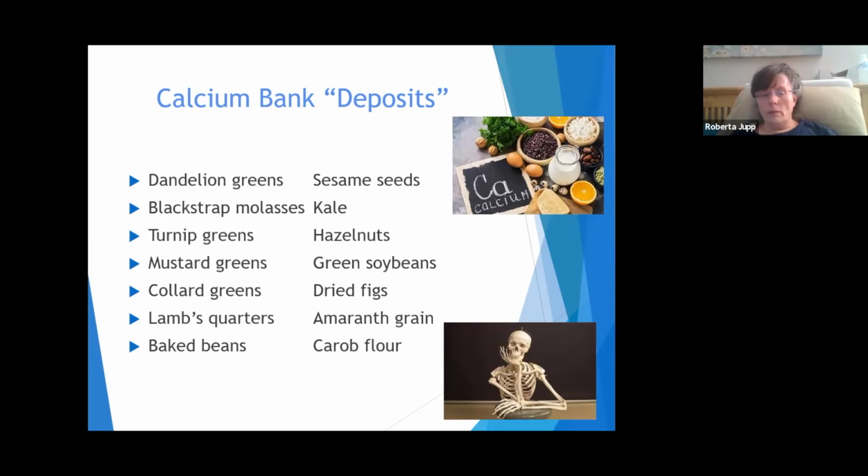Collard greens as well, baked beans, and we can make our baked beans with a sugar substitute, and I like to recommend stevia. So you can make some homemade baked beans without putting too much sugar in there. Sesame seeds, y'all like sesame seeds? And we can use those in salads as well. We can put them in our smoothies.